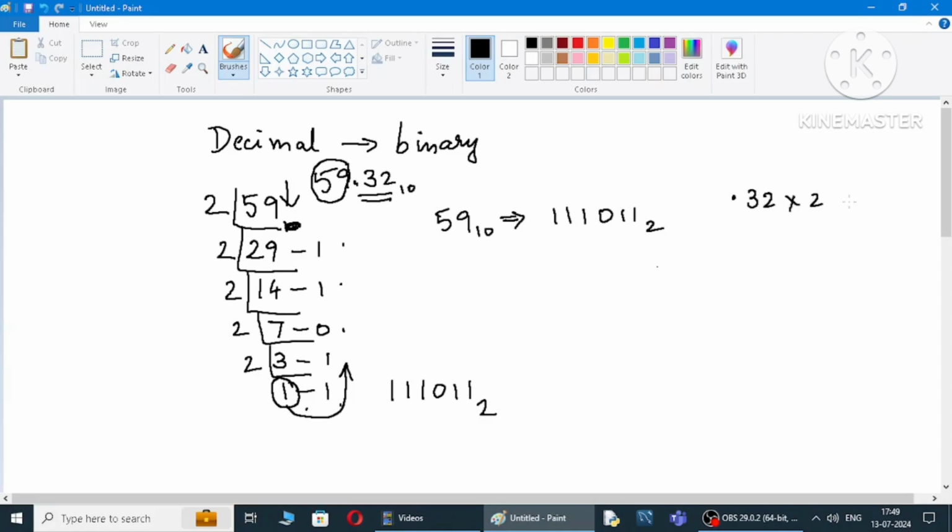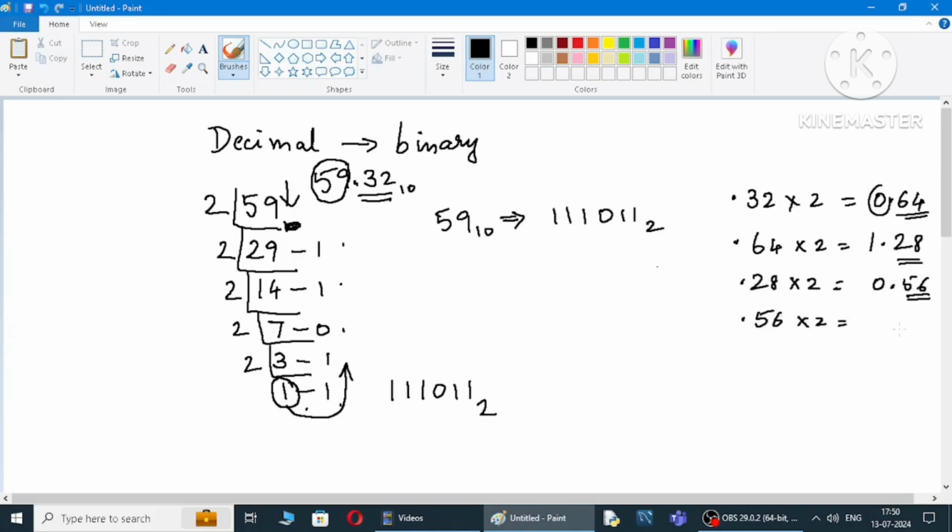0.32 into 2, which is 0.64. Now take this part alone, don't worry about this. 0.64 into 2 is 1.28. Take this part alone. 0.28 into 2 is 0.56. Take this part. 0.56 into 2 is 1.12. 4 digits are more than enough.